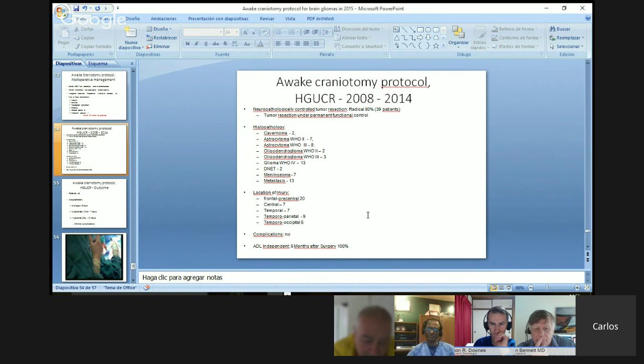According to the localization of the injury, it was prefrontal and precentral in 20 cases, central in 7 cases, temporal 7, temporoparietal 9, and temporooccipital 5. We did not have any kinds of complications, and activity of daily life independence 6 months after surgery in these patients was 100%.